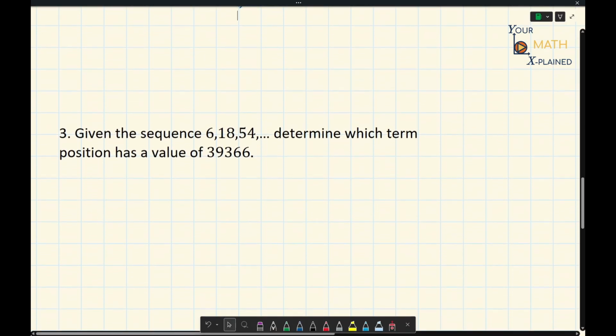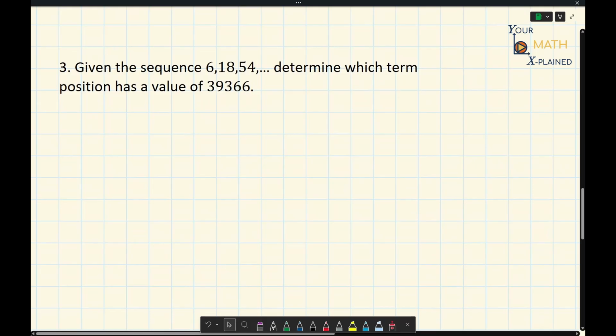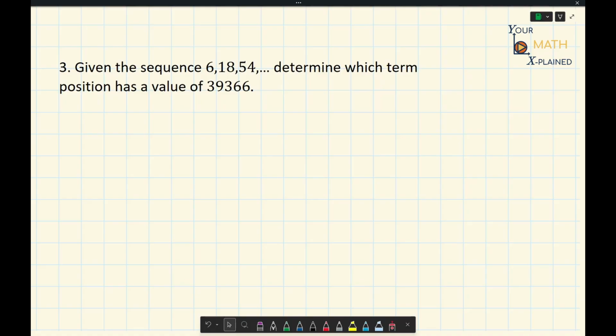Now for our last example, we're given a sequence and we're asked to determine which term position has a value of 39,366. So from the sequence here, we can see that our u sub 1 is equal to 6, and then the common ratio r is equal to 3, because to go from one term to the next, we multiply by 3. We know that the last term, or the term that we're interested in, u sub n, is 39,366, and we're asked to find the value of n.